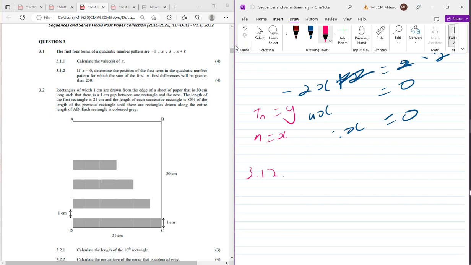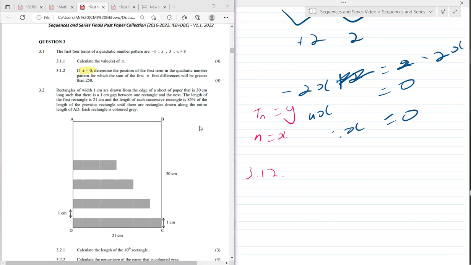If x is equal to 0, determine the position of the first term in the quadratic number pattern for which the sum of the first differences will be greater than 250. So those are kind of like your keywords over here. We assume x to be equal to 0. We're trying to find an n number. We're trying to find that position whereby the sum of the first differences will be greater than 250.